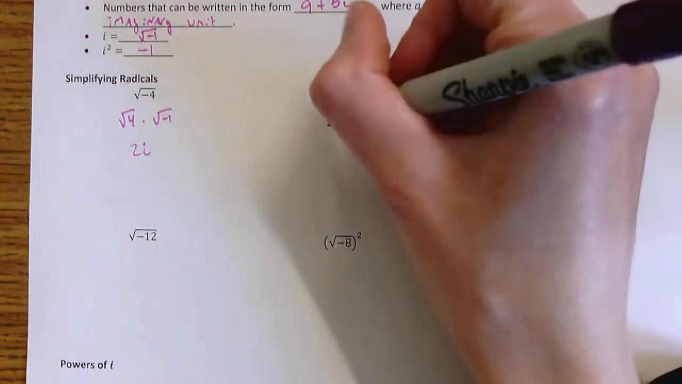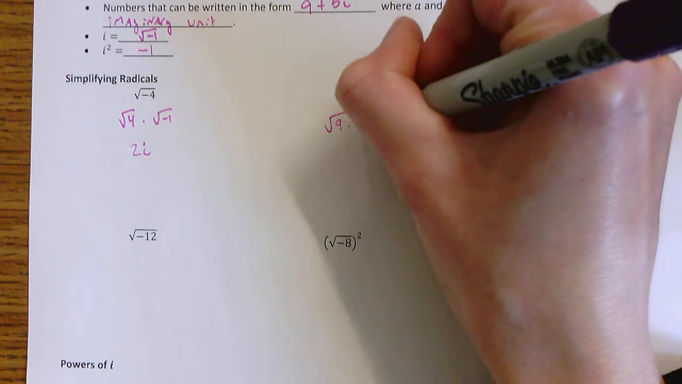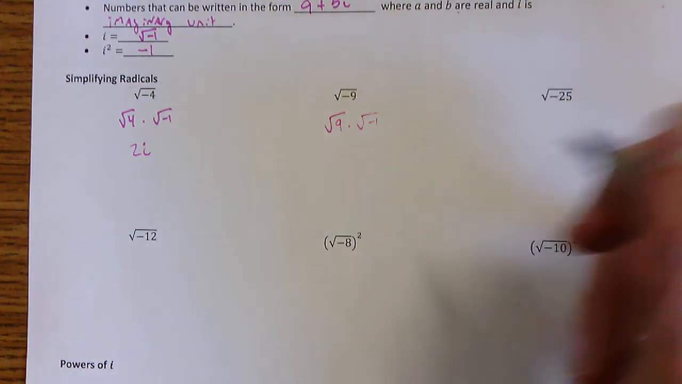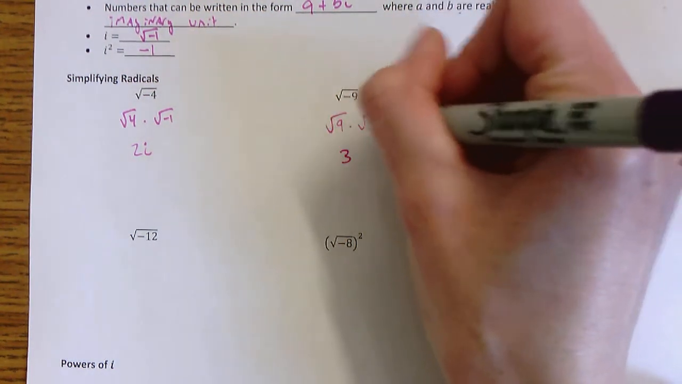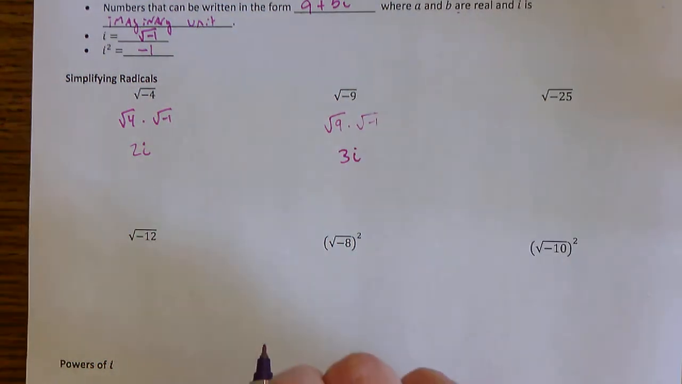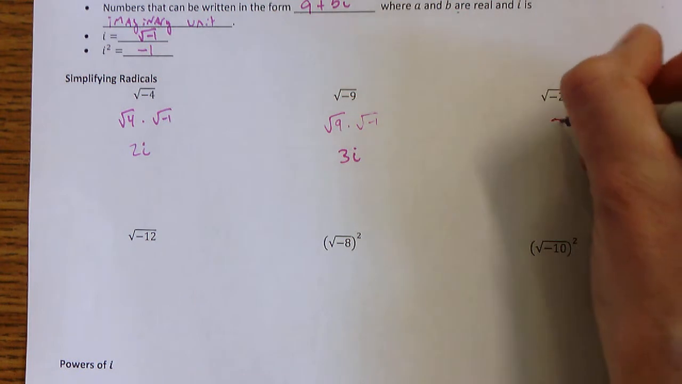Square root of -9, I'd break that into the square root of 9 times the square root of -1. Same deal, square root of 9 is 3, the square root of -1 is i, so it would be 3i. Similarly, the square root of -25 would be 5i.